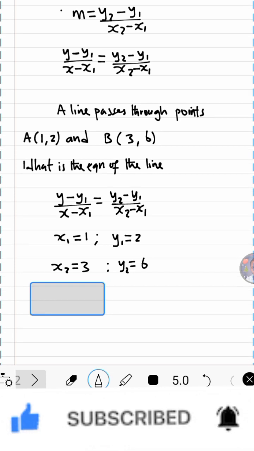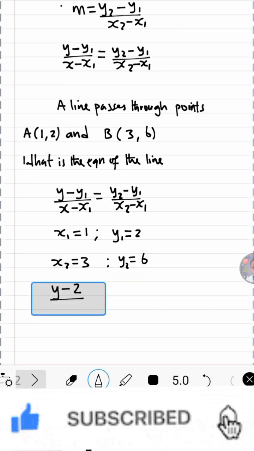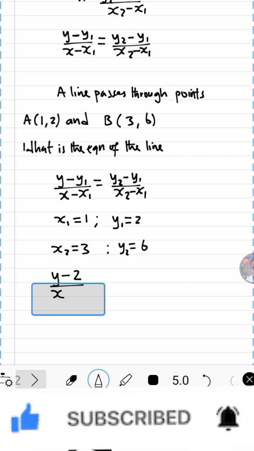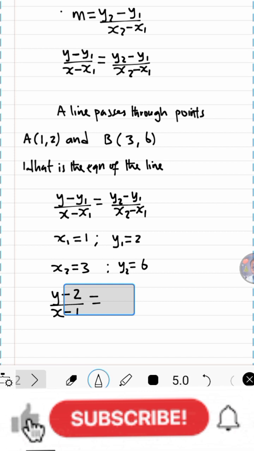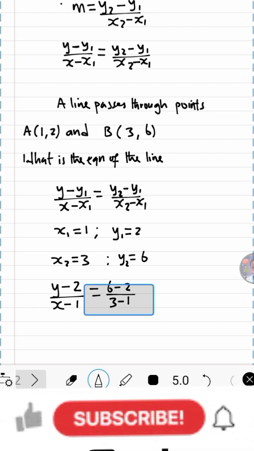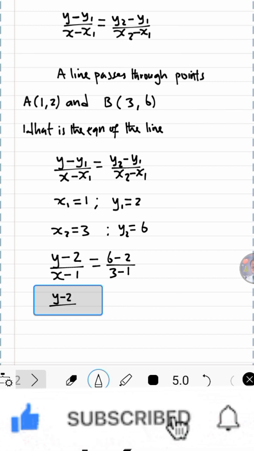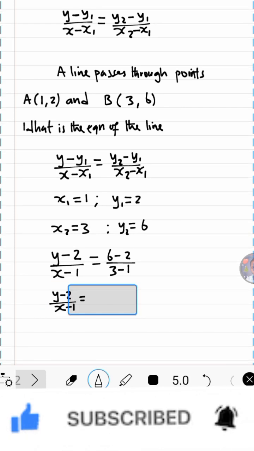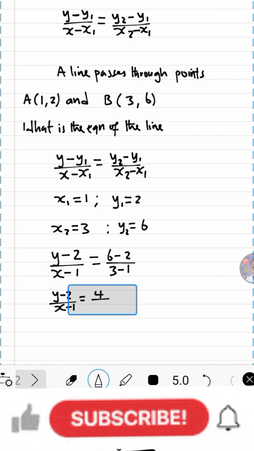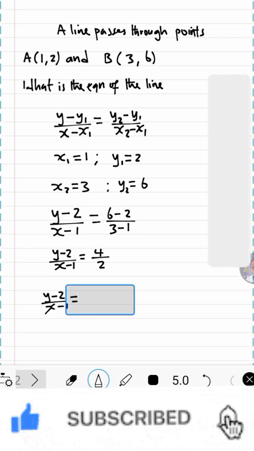Now we are going to substitute these values in our general equation of a line that passes through 2 given points. Therefore, we are going to have y minus y1. What is y1? 2, over x minus x1. x1 is 1, is equal to y2. My y2 is 6 minus y1. y1 is 2, over x2. x2 is 3 minus x1, minus 1. Therefore, we have y minus 2 over x minus 1 is equal to 6 minus 2, which is actually 4, over 3 minus 1, that is 2. Therefore, we have y minus 2 over x minus 1 is equal to 4 divided by 2 is 2.